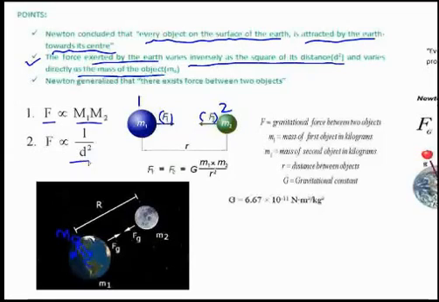Now finally we can say that the force F, or F of g, the gravitational force, is equal to G m1 into m2, that is the product of the masses, divided by r square. This r is nothing but the distance between the objects, where G is the gravitational constant. The value of G is this.